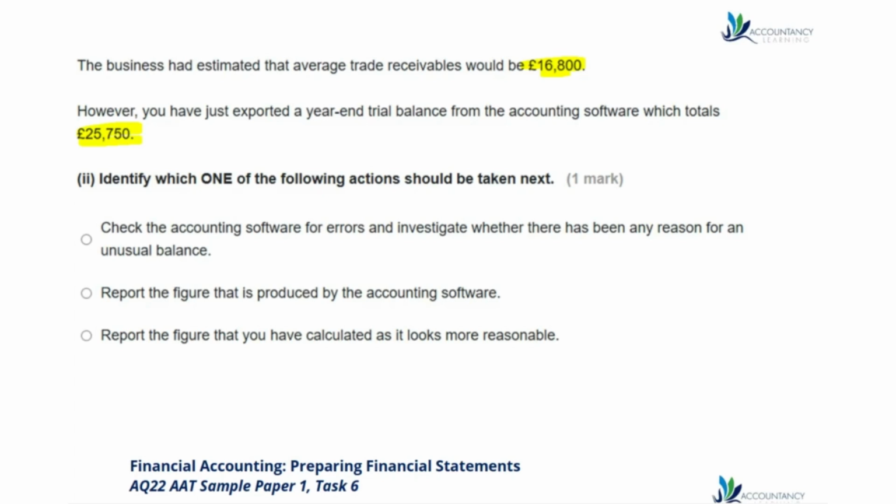Do we check the accounting software for errors and investigate whether there has been any reason for an unusual balance? Do we report the figure that's produced by the software or report the figure that we've calculated because it looks more reasonable? When we've got a discrepancy, we shouldn't just be reporting one of the figures. We need to make sure that we're looking into them to identify any errors or maybe a reason for an unusual balance. So it will be the first option.